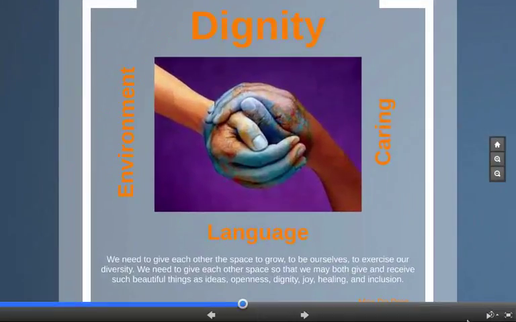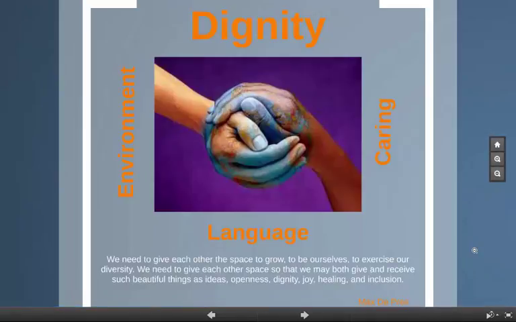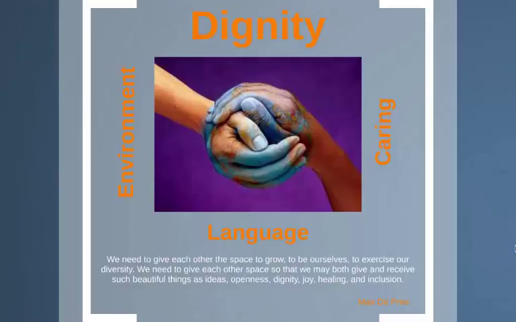This entire module, as I mentioned at the beginning, is about preserving a person's dignity. This is something I have very strong feelings about, and have a lot to say regarding the dignity of others. And to begin that discussion, I will provide you with a quote from Max Dupree, and that is this: "We need to give each other the space to grow, to be ourselves, to exercise our diversity. We need to give each other space so that we may both give and receive such beautiful things such as ideas, openness, dignity, joy, healing, and inclusion."